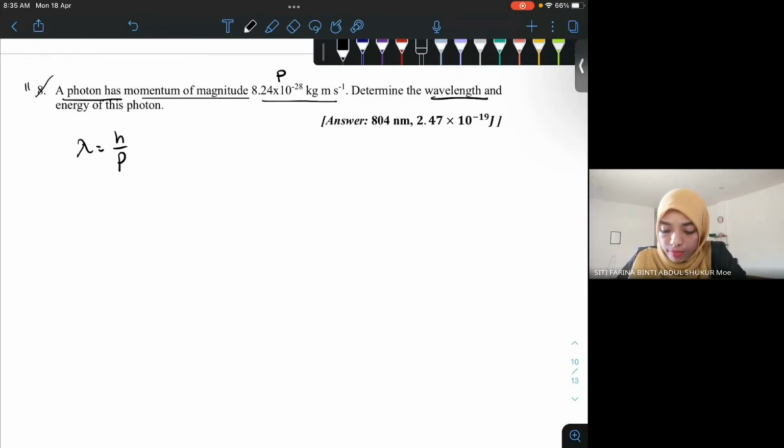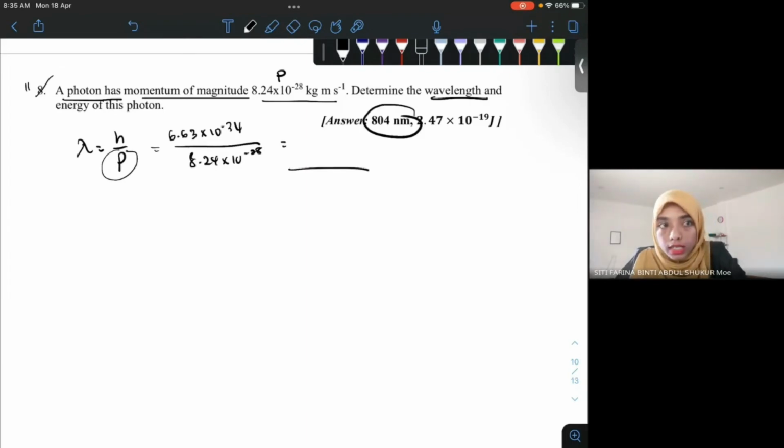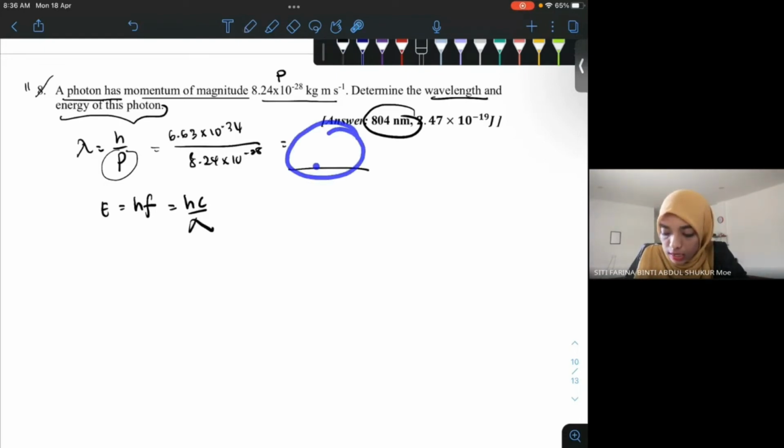Okay, sekarang memang momentum is given, so you can simply use this one. 6.63 times 10 to the power negative 34 divided by 8.24 times 10 to the power negative 28. Tekanlah calculator, you should get this answer. And then dia minta photon energy, sama. Sebab dia adalah photon energy, E is equals to hf. f tak ada, hc over lambda. Lambda awak baru je cari dekat atas sini.